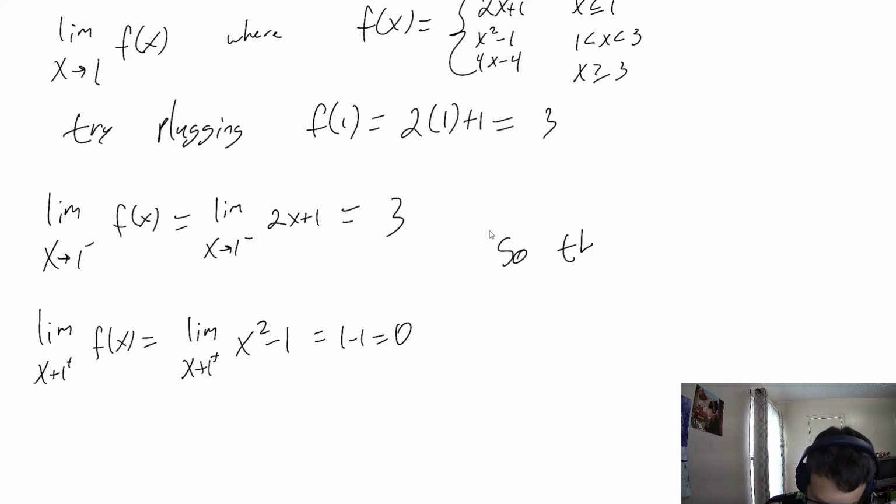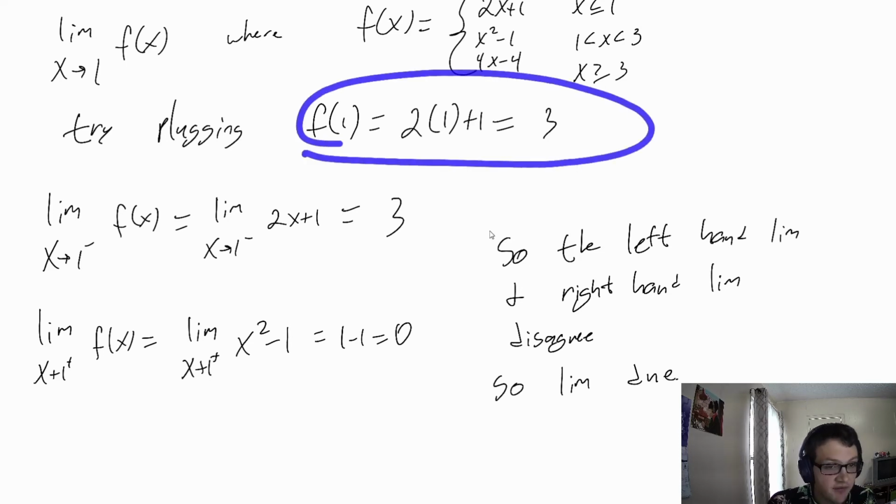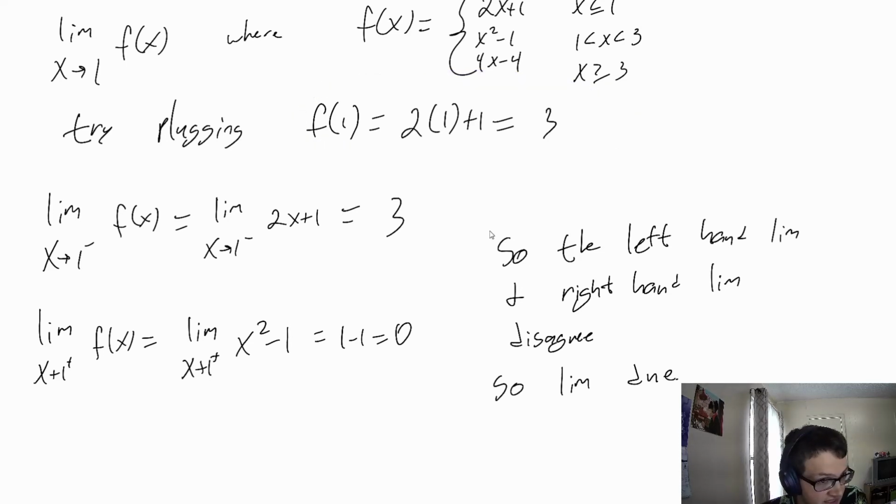So the left-hand limit and the right-hand limit don't agree. So the limit does not exist. Even though we plugged in and got a value, the limit doesn't actually exist.